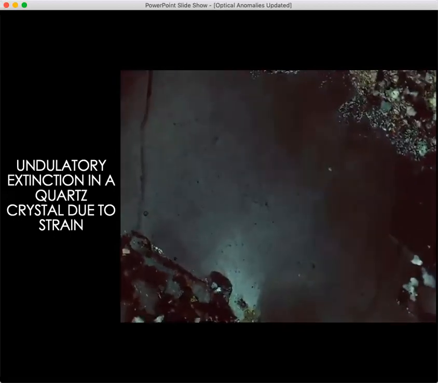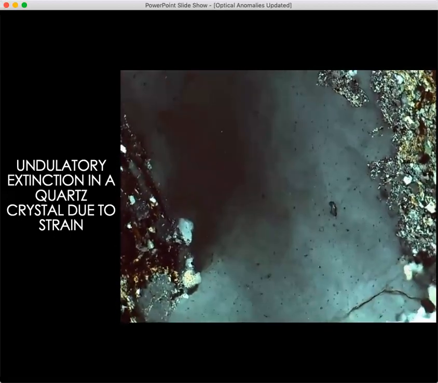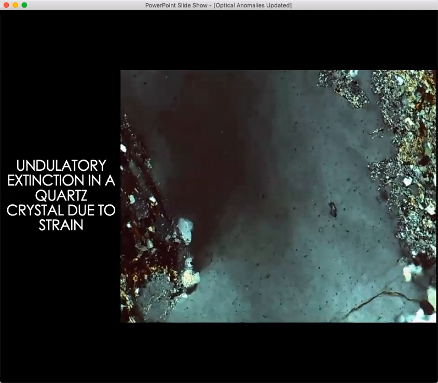You can see this as different parts of the crystal go in and out of extinction. This optical characteristic reflects the crystal lattice being distorted. Comparatively, internal stress is the result of a chemical difference or damage from radiation. The chemical imbalance in a crystal creates a change in symmetry as well.